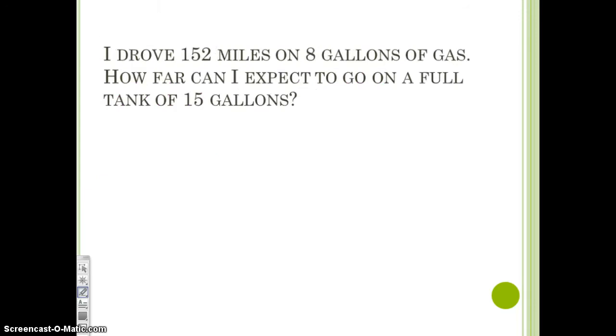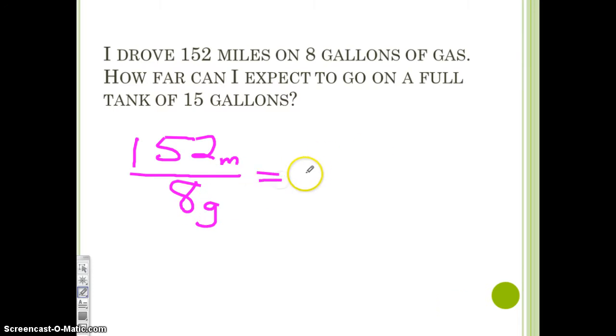Okay, if I drove 152 miles on 8 gallons of gas, how far can I expect to go on a full tank of 15 gallons? This is the classic way to set up proportions and cross multiplying. The trick is to make sure you get the same units being compared to the same things in the same place. So 152 miles per 8 gallons is equal to, over here we'll have miles on the top and gallons on the bottom. We have 15 gallons, that goes on the bottom.